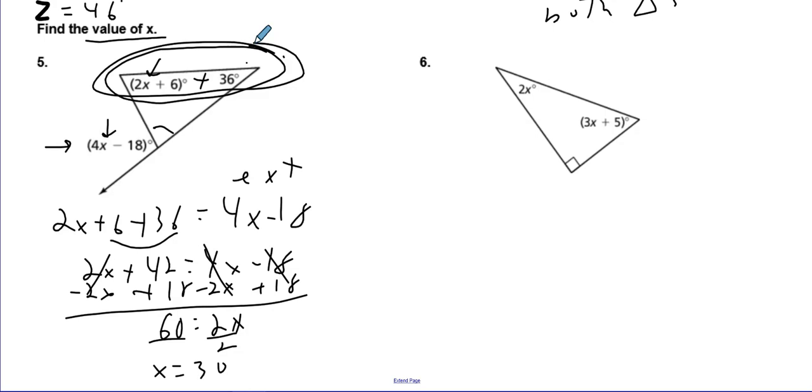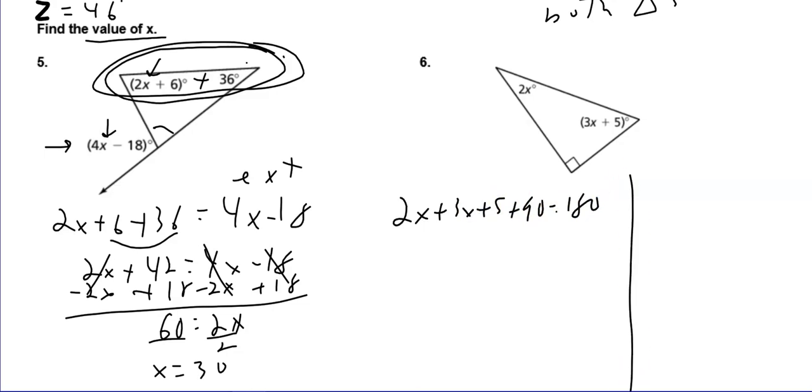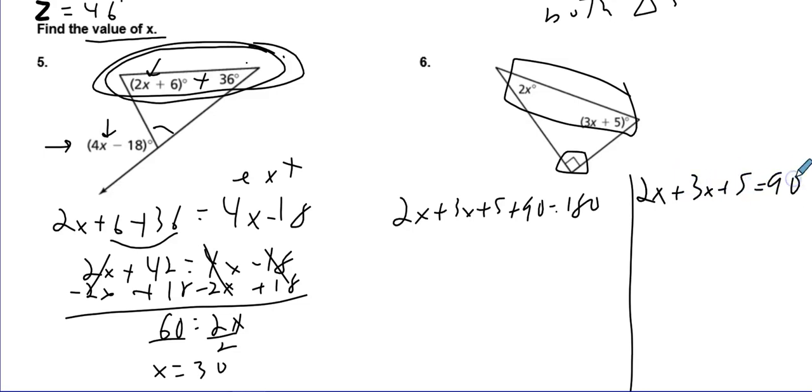All right, number 6. There's two ways to do this. There's the longer way, which is no big deal, because all the angles add up to 180 in a triangle. So 2x plus 3x plus 5 plus 90 equals 180. The shortcut basically says if this is 90 right here, that means there's 90 degrees left for these two. And that's going to look really familiar here in a second.